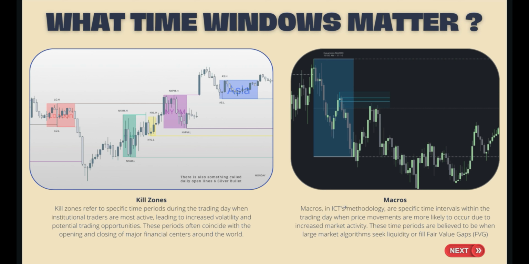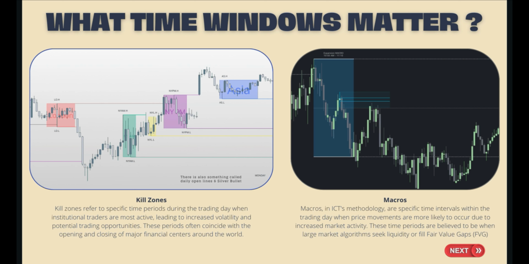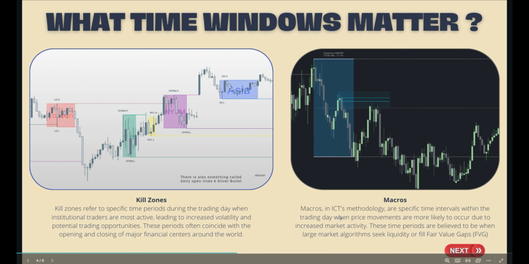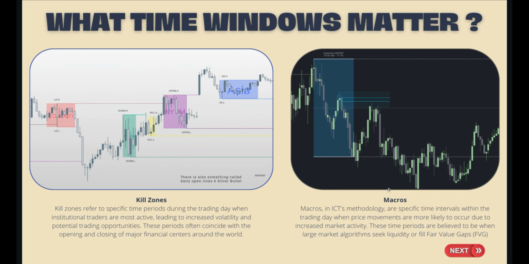Now, macros. Macros in ICT's methodology are specific time intervals within the trading day when price movements are more likely to occur due to increased market activity. These time periods are believed to be when large algorithms seek liquidity or fill fair value gaps. Now, these are much smaller time frames. These are more around 10-minute windows, 30-minute windows. Kill zones are more hourly based windows. So they're a couple hours bigger than macros are. That's why it's called macros. But they can both technically be applied for the same thing.